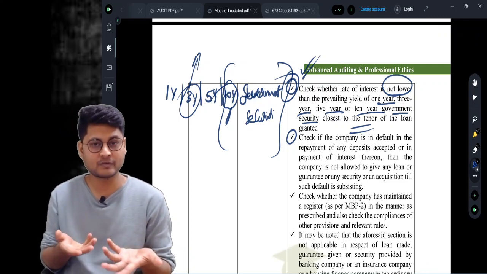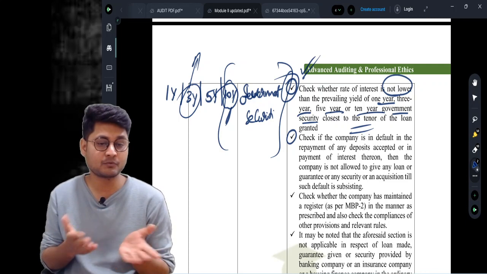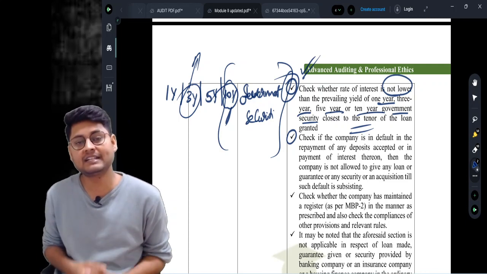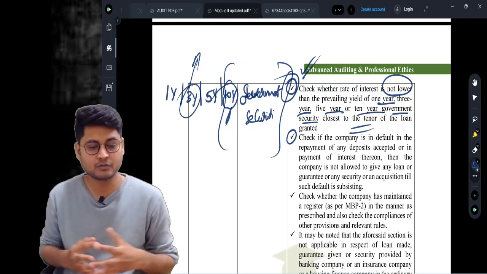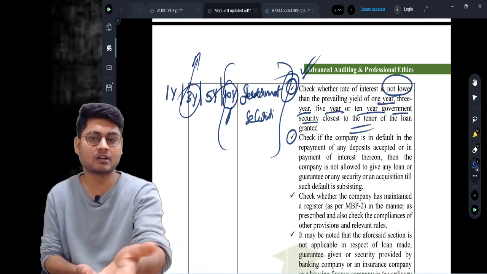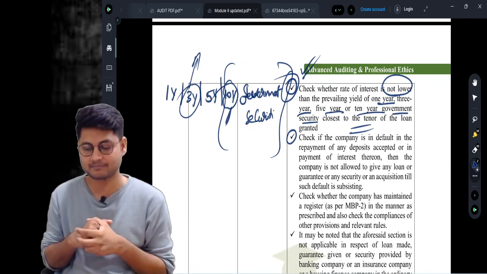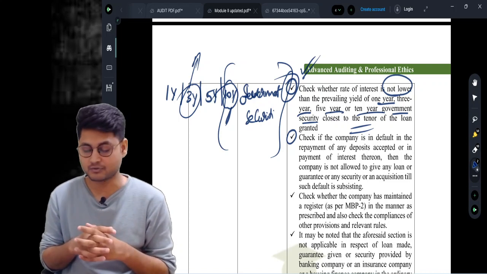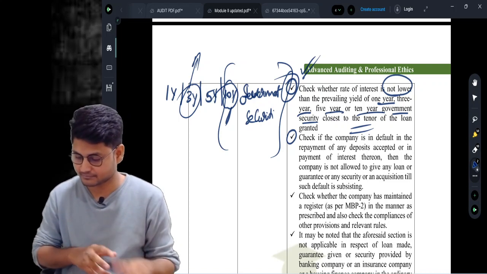So first of all, to know whether the company is complying with section 186 or 185, you must know the provisions of sections 185 and 186. Without knowing the provisions of those sections, you cannot say whether the company is complying or not. For that reason, you are writing the notes for the same. I guess you are all getting the point. Done. Next point.